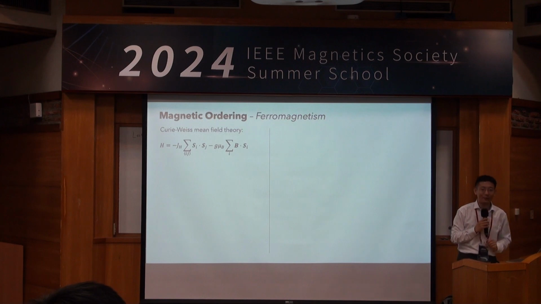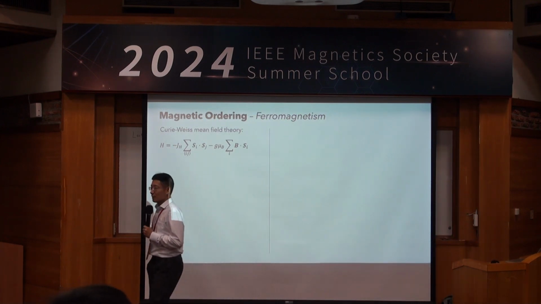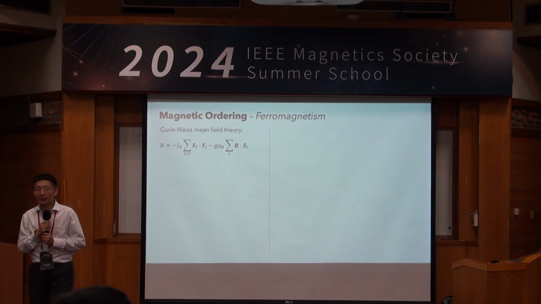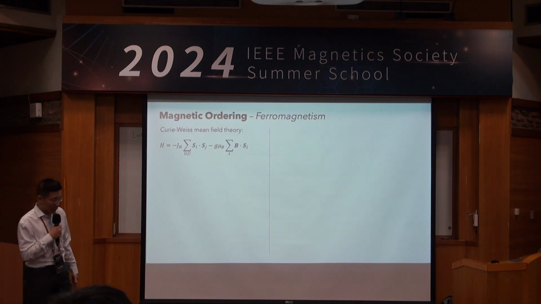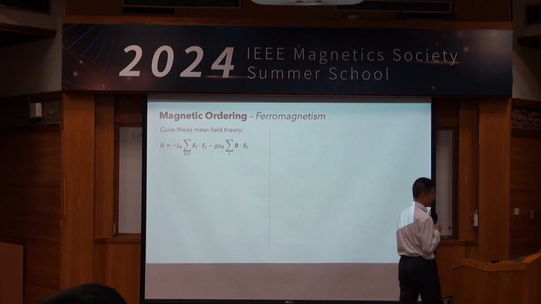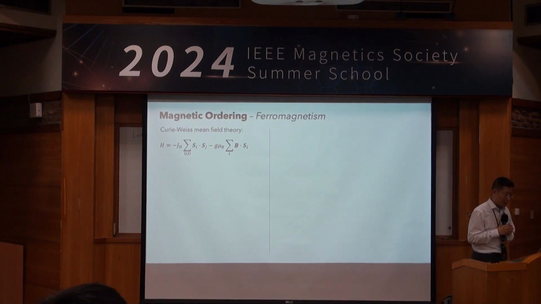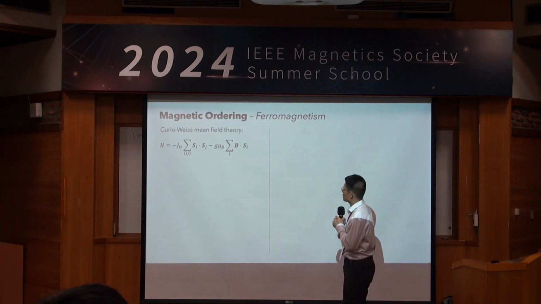Okay, so ferromagnet. All right, the simplest model to understand the spontaneous ferromagnetic ordering was pioneered by Curie and Weiss, and this is known as Curie-Weiss mean field theory.